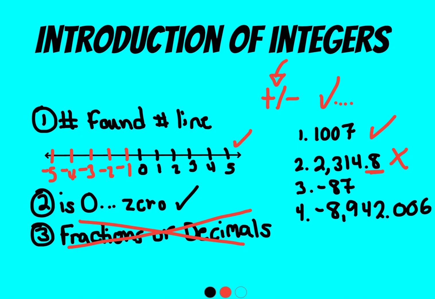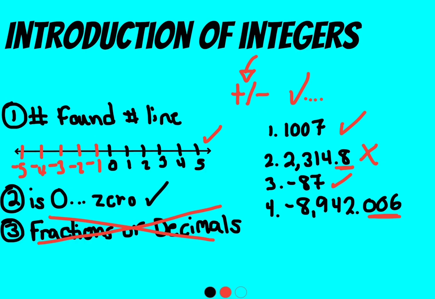Number 3, negative 87. Can I find that on a number line? Yes, I will be going backwards. I would owe somebody $87. A negative number is in fact an integer. And the last one, I couldn't really find number 4 on a number line because it has these decimals, so that makes it not an integer.